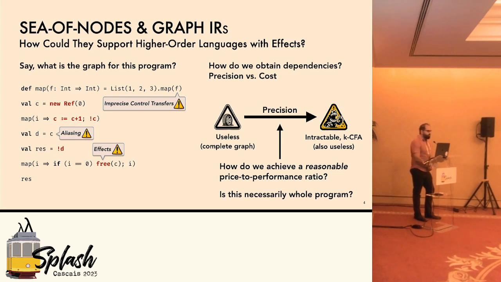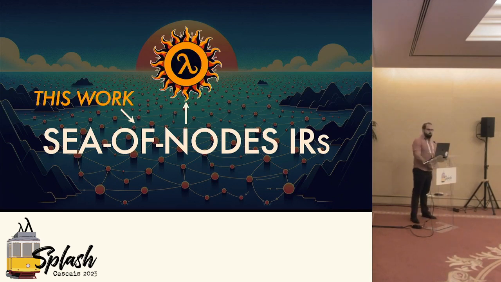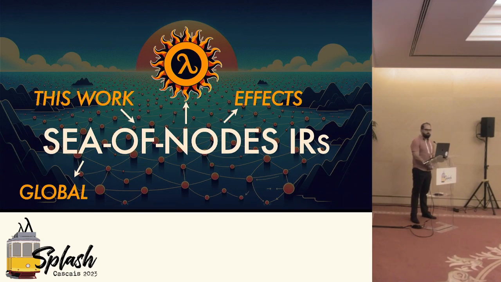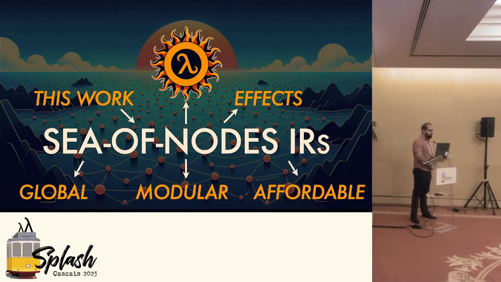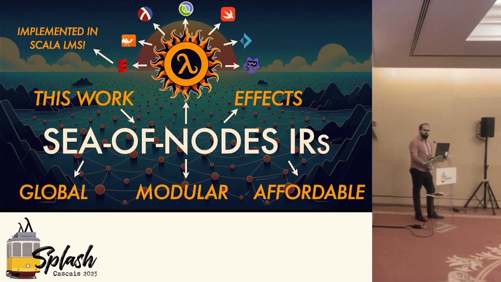And can we also make this modular and support separate compilation and not have this whole program analysis using fixed point iterations, for example? In this work, we make this all happen, and we bring Sea of Nodes IRs to lambda and effect in a way that supports global optimizations interprocedurally across function boundaries. It is modular, supports separate compilation. It's affordable, gives you precise effect dependencies, and it enables these aggressive optimizations for Sea of Nodes for languages like Scala or OCaml and friends. This has been implemented in the Scala LMS compiler framework. We get super fast imperative functional code, and we have proven this sound.